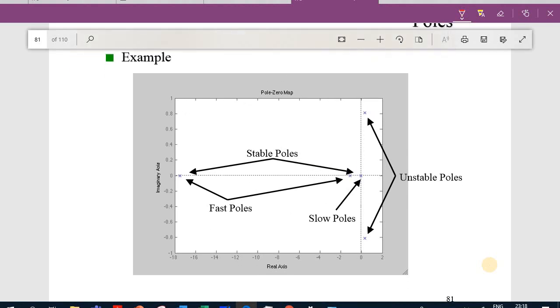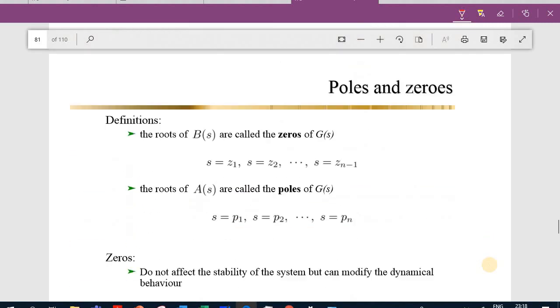As we said, the dominant poles are the ones that are closer to the imaginary axis, like these ones here. And then we have some other poles which are far away. These two poles are unstable because they have positive real parts. This is the real and imaginary axis, and this is the origin, so going to the right is positive. Because they have positive real parts, it is unstable.